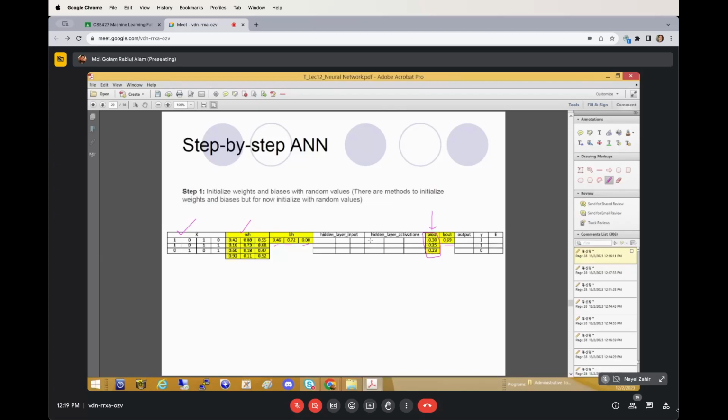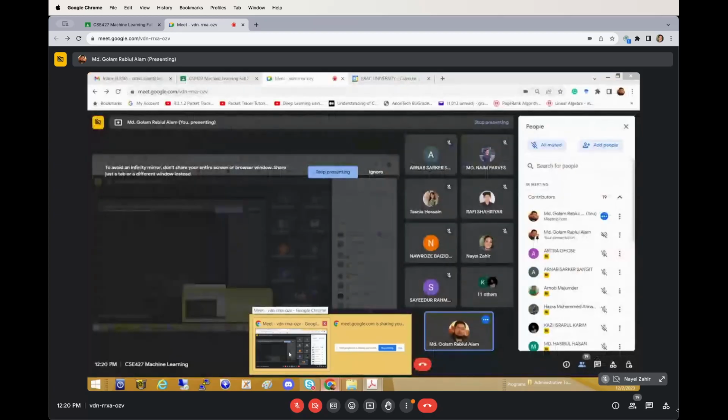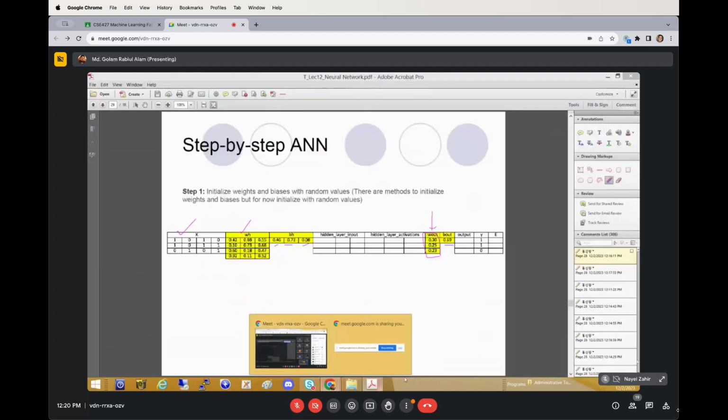So is there any questions up to this slide? We have to understand the architecture first to understand the batch process. Okay, I think no question from your side.